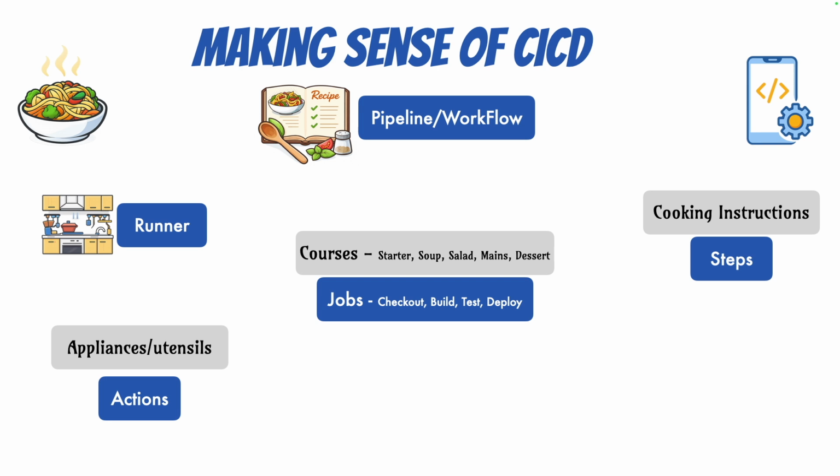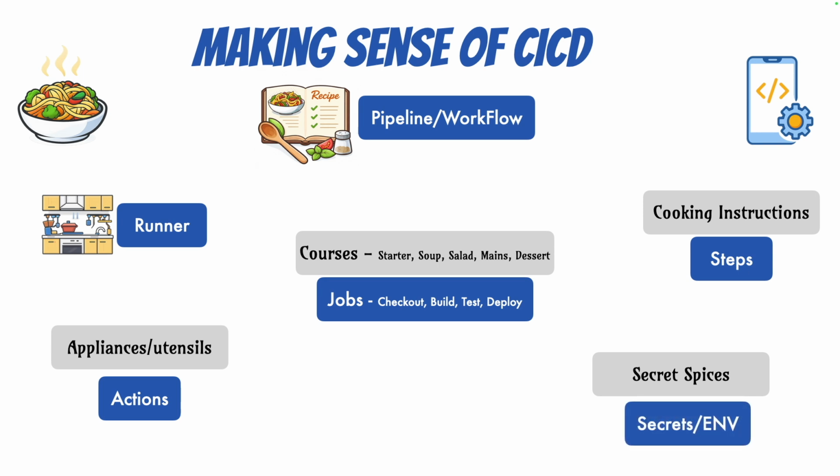And just like every good dish has secret spices, in CI/CD, these secrets are basically environment variables. What do I mean by that? Examples are keystore passwords, API keys, signing credentials. And why do these have to be kept secret? Because if anybody gets access to them, then you lose control over your application. So secrets or environment variables are never hard coded and they are securely injected at runtime.